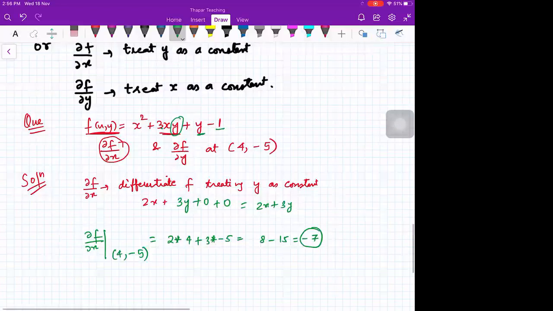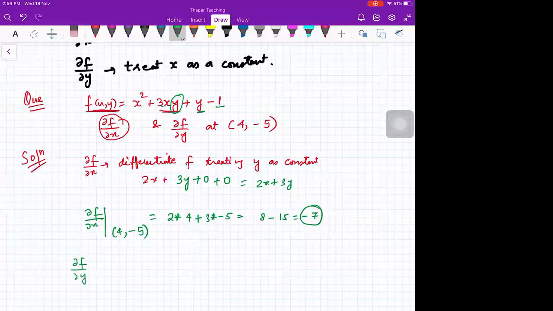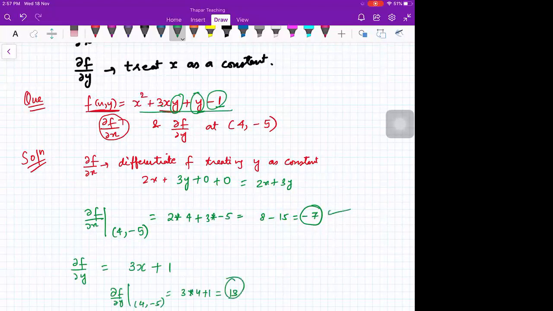Similarly, when you compute ∂f/∂y, you will treat x as a constant. That will be equal to 3x, since x is treated as a constant, plus the derivative of y, which is 1, minus the derivative of 1, which is 0. So ∂f/∂y at the point (4, −5) will be 3 into 4 plus 1, that is 13. Okay, so this and this is your answer. Clear? Is this thing clear to everybody?